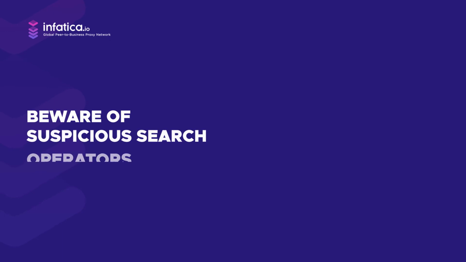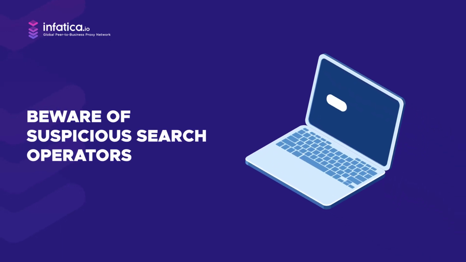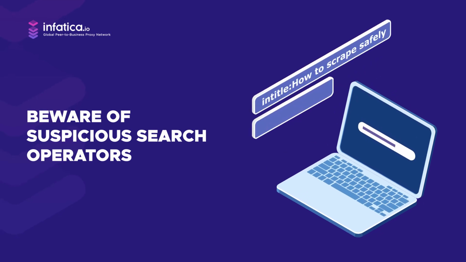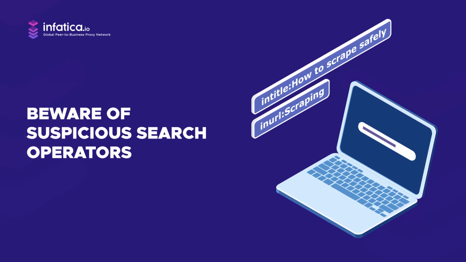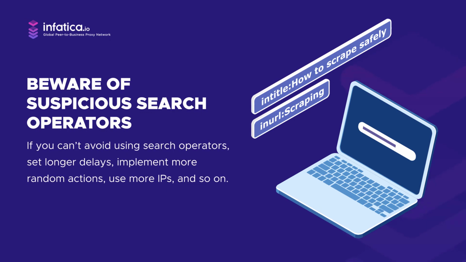Google has a whole list of search operators, but some of them can trigger CAPTCHAs. A good example of a red flag operator is in title and in URL parameters, as they're often used for scraping content. If you're performing bulk searches, it's better to not use search operators. But if you can't avoid using them, set longer delays, implement more random actions, use more IPs, user agents, and so on.